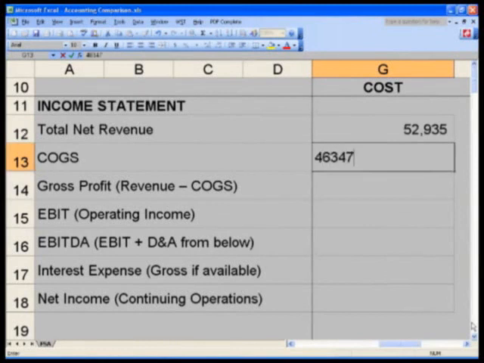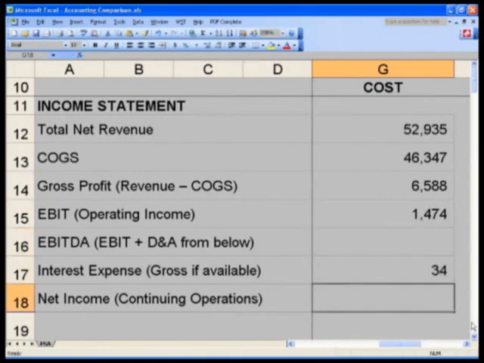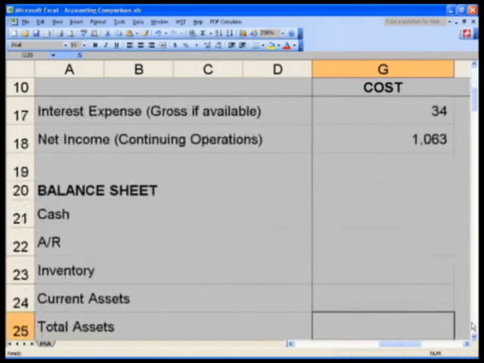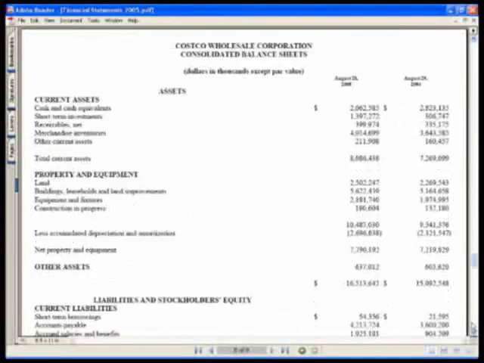So let's go ahead and input these numbers right now into your answer grid. Or rather, you should have done that already. Let me put them in. 52,935. COGS was 46,347. Then 6588. Actually, let's just subtract the 2. And we will get 6588 to make sure that you did calculate that. EBIT, operating income, was 1474 straight from the financials. EBITDA, let's hold off on that for a second. We don't have our DNA number yet. Interest expense will be that 34 under interest, and net income will be that 1063.